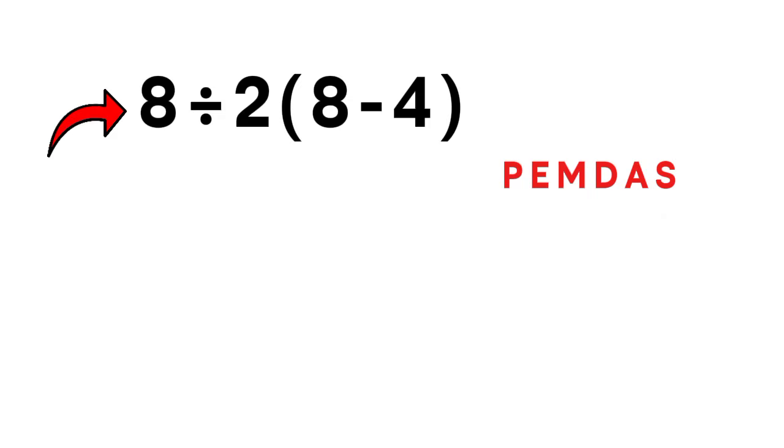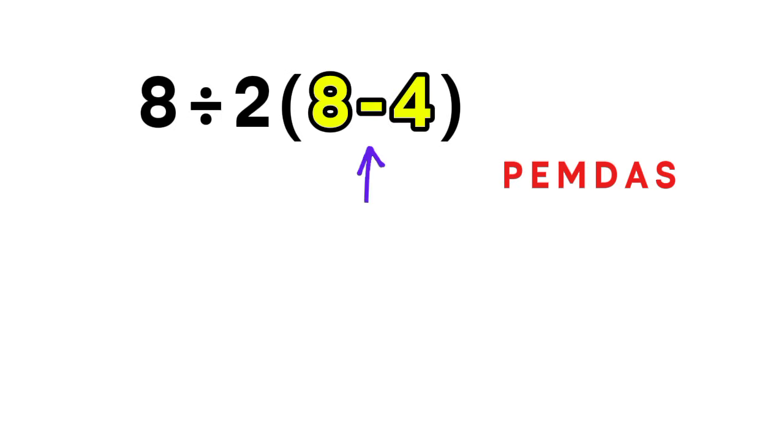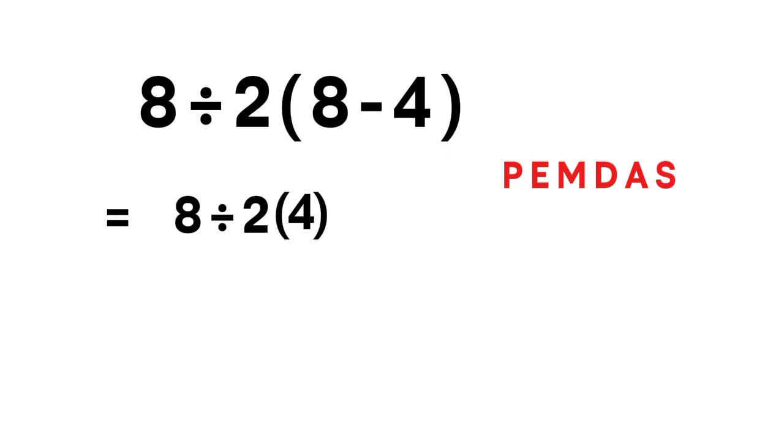Now let's solve it properly. We have 8 divided by 2 times (8 minus 4). First, we handle the parentheses. 8 minus 4 equals 4. So now the expression becomes 8 divided by 2 times 4. Ooh, notice how this already changes things.